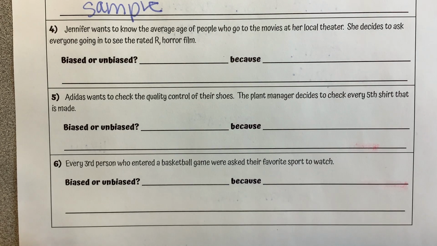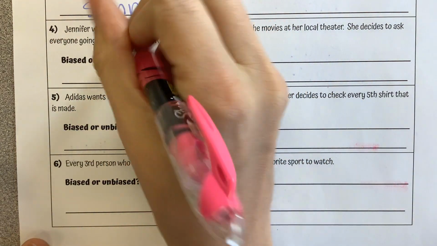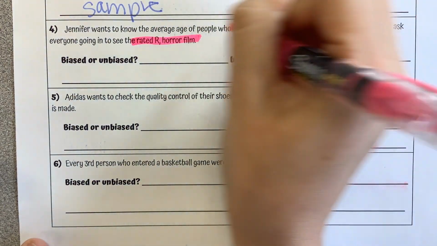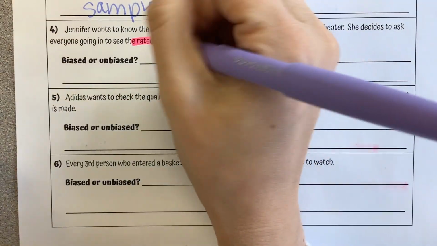Number 4, Jennifer wants to know the average age of people who go to the movies at her local theater. She decides to ask everyone going in to see the R-rated horror film. So, it's fine that she's at the theater because she's just looking at data for that specific theater. But the issue that I have here is she's asking the people that are going into the R-rated horror film, and she specifically is looking for the average age. Well, rated R is only allowing a certain age to enter, so that's going to exclude people from the data. So this would be biased.